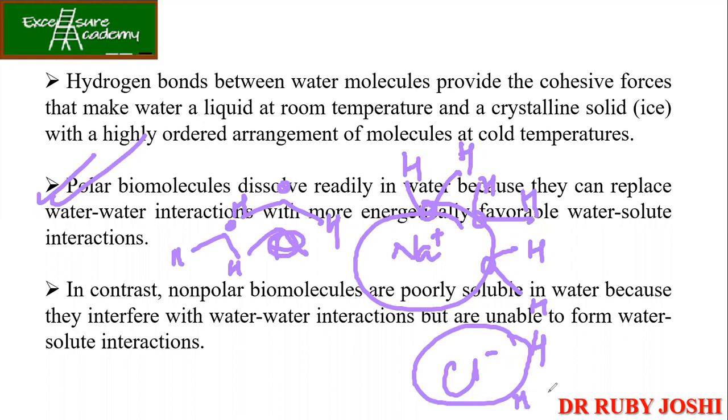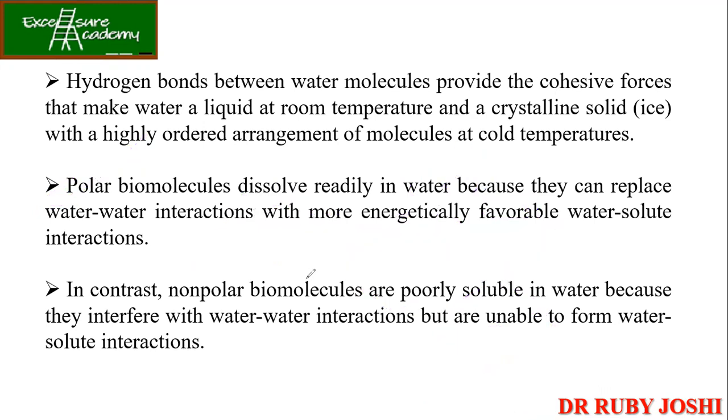Okay, so here H plus, H plus. So this is how it is being interacted. Whenever there is an Na+, the O minus is going to have the interactions with the Na+. If it is Cl minus, then H plus is going to have the interactions. Okay, so this is called the water-solute interactions. In contrast, non-polar biomolecules are poorly soluble in water because they interfere with the water-water interactions but are unable to form the water-solute interactions. Okay, so I hope this is clear. Let's move on to the next.